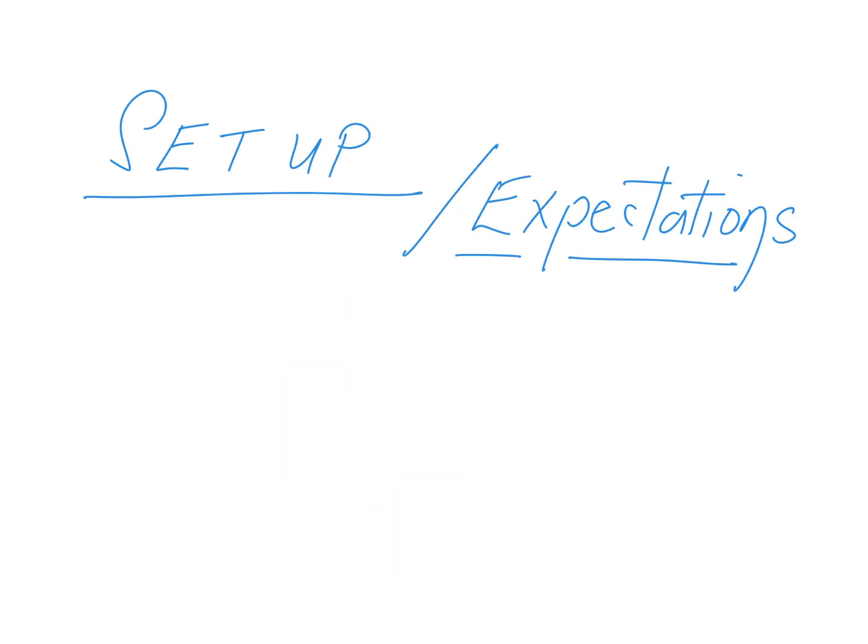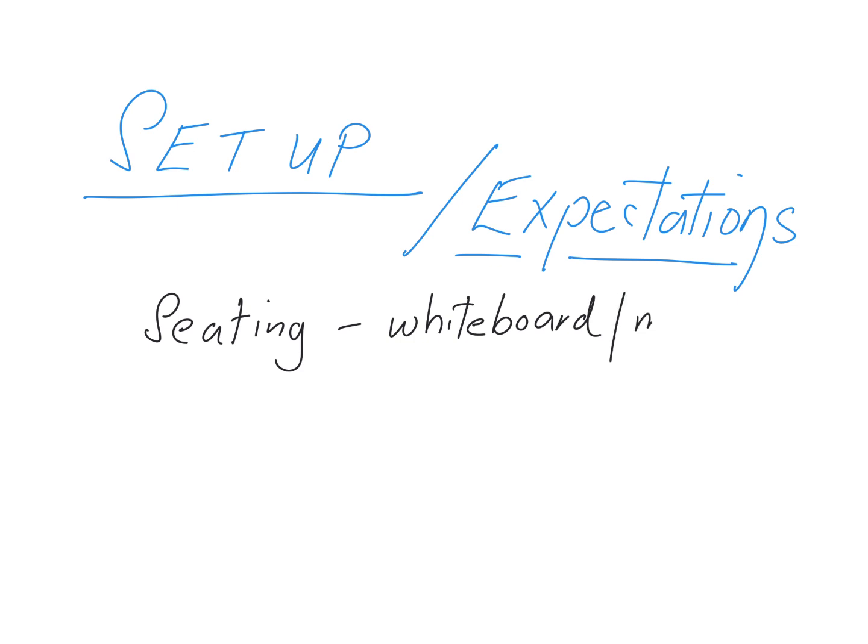The setup and expectations are a crucial part of a problem string. Let's start with seating. So students are sitting on the floor, they have their whiteboards and they have their marker and eraser. When students have an answer, they put their thumb against their chest.